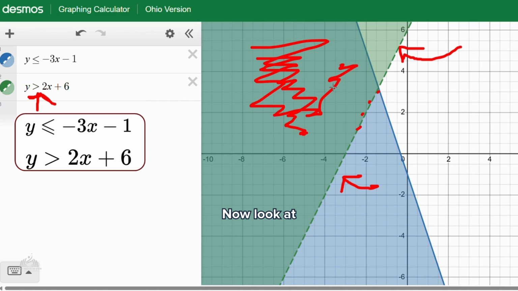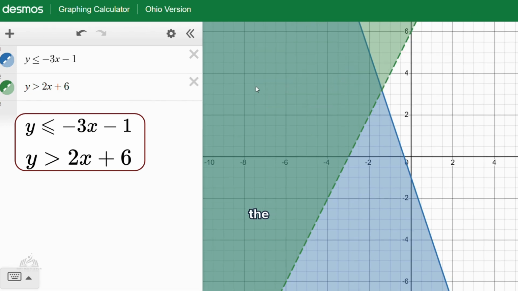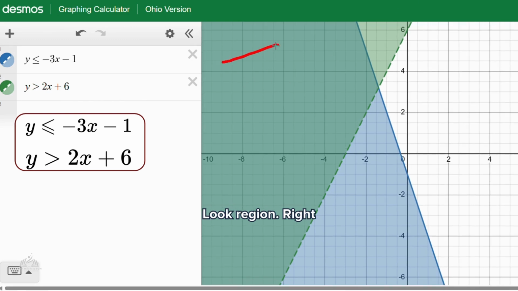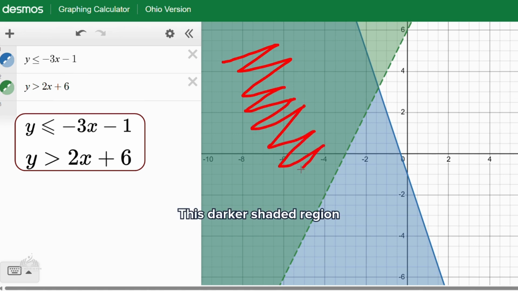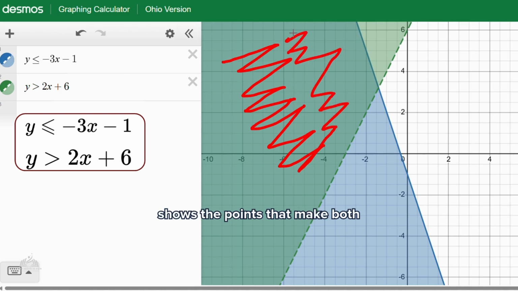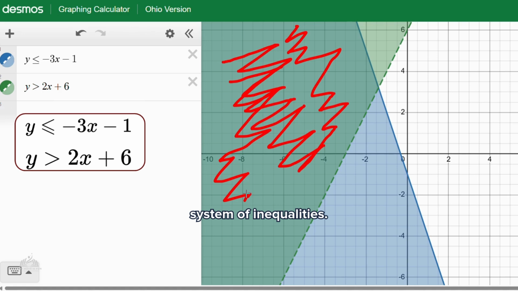Now, look at the overlapping shaded region right here. This darker shaded region shows the points that make both inequalities true. And these are the solutions to your system of inequalities.